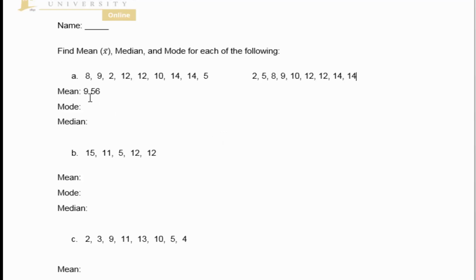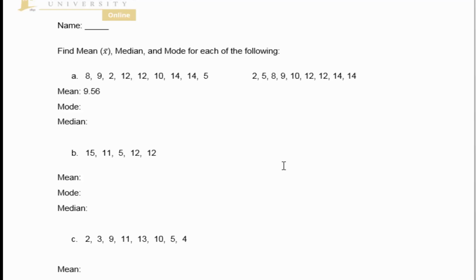Double check, make sure we didn't lose any numbers or miss anything. 1, 2, 3, 4, 5, 6, 7, 8, 9. So now that our numbers are in order, we can work on mode and median.